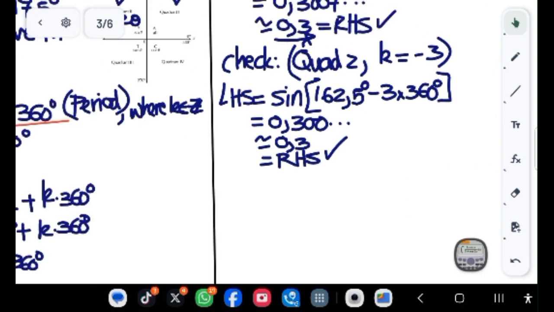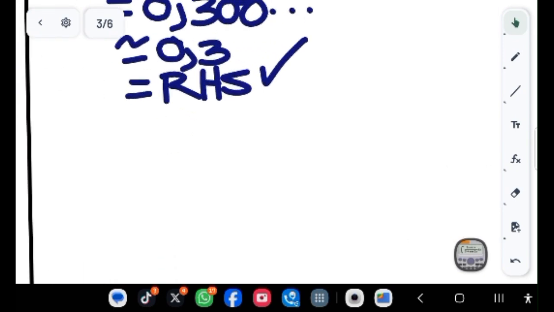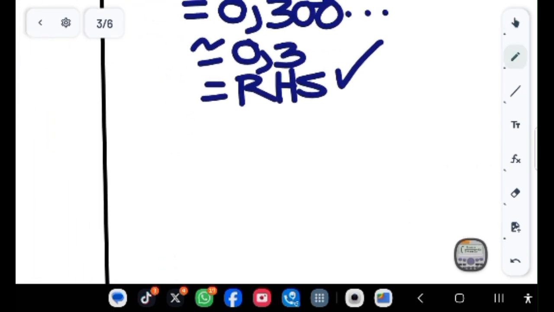And this one also checks out. Now the final step, which is step number 5, we write the final solution.